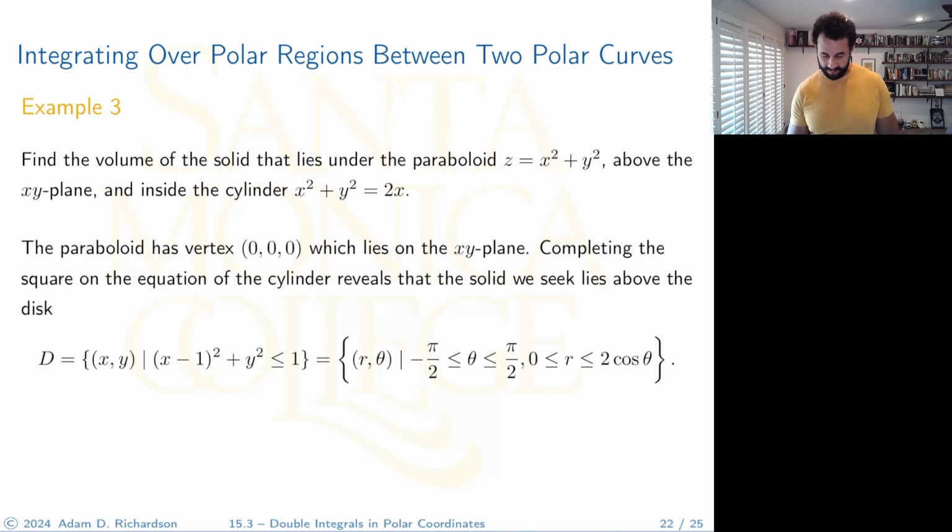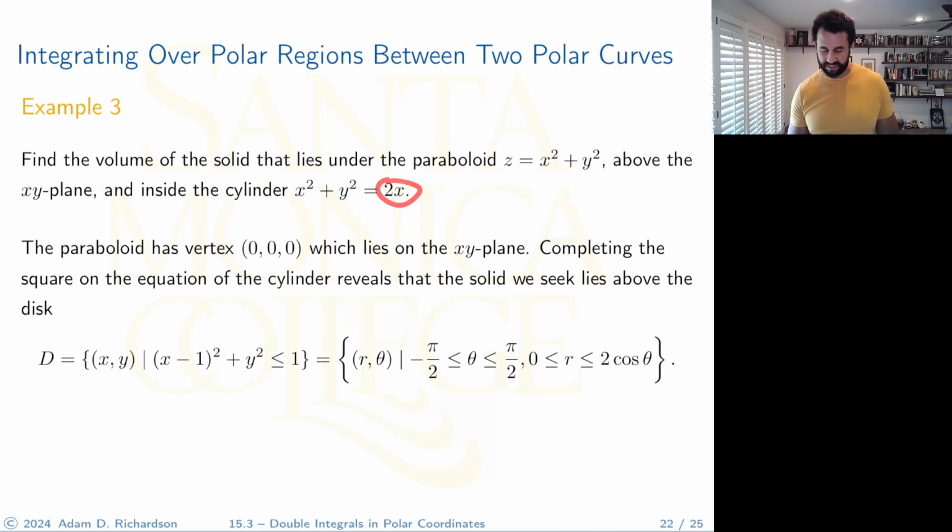So the paraboloid has the vertex 0, 0, 0, which lies right on the xy plane. So when you see this, I'm hoping you can kind of visualize what it looks like. It's basically a circular paraboloid that opens up, and its vertex is right at the origin. Circular because there's no scalars here, right? So we're going to integrate this thing right here, and we're going to integrate above the xy plane, and we've got to integrate inside the cylinder. So this is the tricky part here, inside the cylinder.